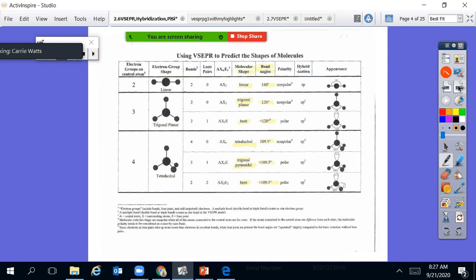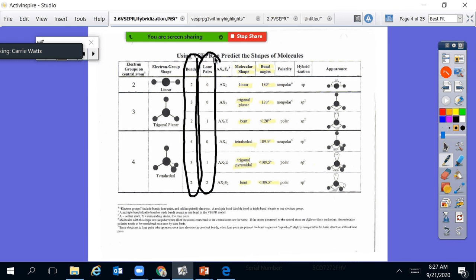Okay, now this is our VSEPR sheet. It's going to be in your reference materials on page 1. Okay, this is what we used in honors to predict the shapes of molecules. I tell the kids that you need to look at how many bonds you have and how many lone pairs you have. And that's going to tell you the molecular shape. You're going to need to know the molecular shape, the bond angle, the polarity, the hybridization of all of them. However, I'm going to teach you how you don't have to memorize hybridization.